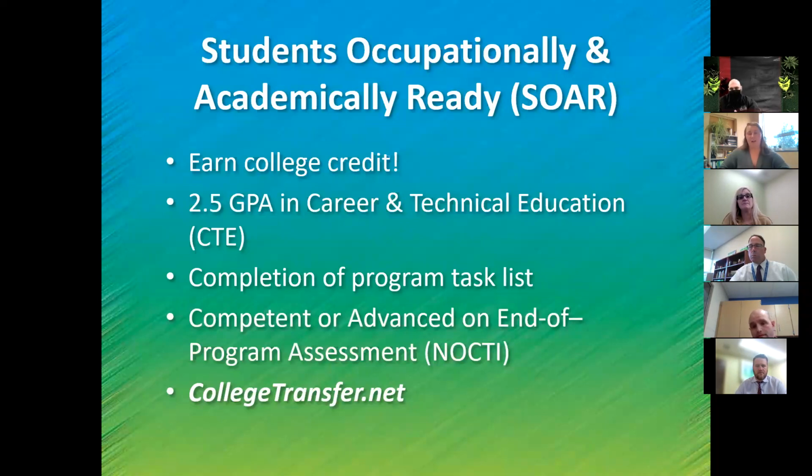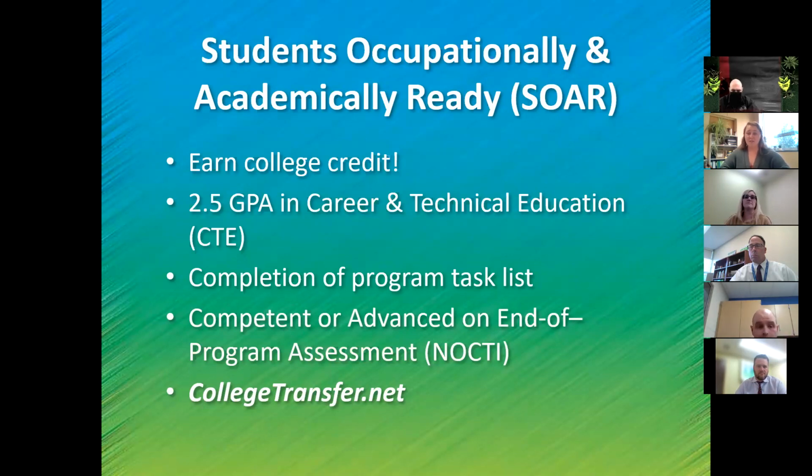So you can go to collegetransfer.net, that link at the bottom, and click on the program that your student is interested in. And you can find out which schools they can attend and automatically earn college credit for earning a 2.5 GPA in the program, completion of the program task list, and completion of their NOCTI scores as well. It's a really great way to automatically earn college credit.